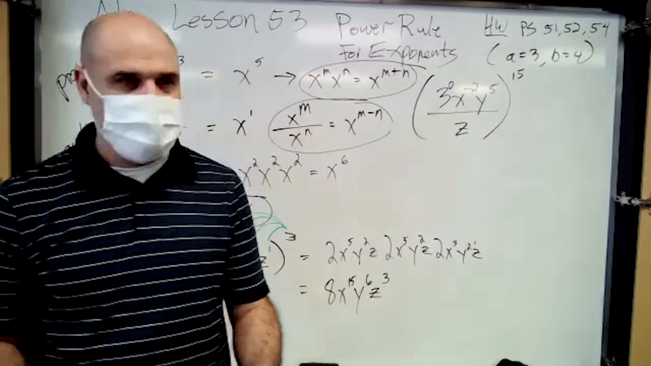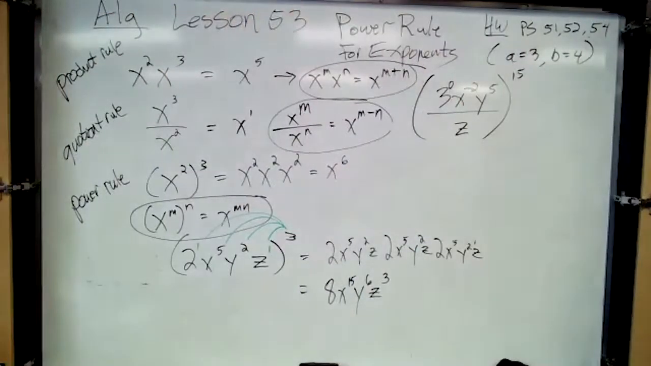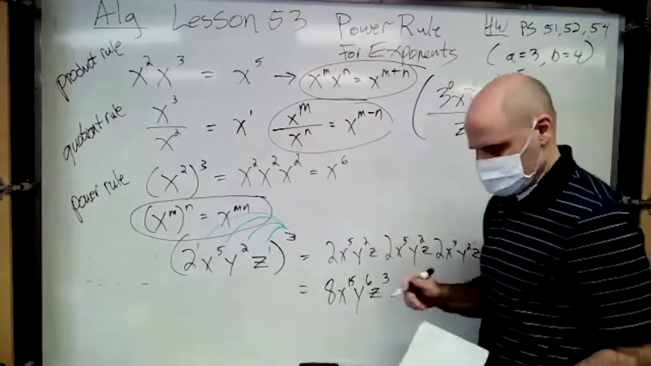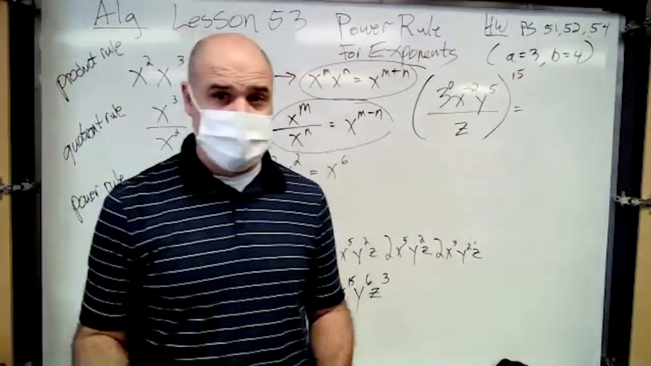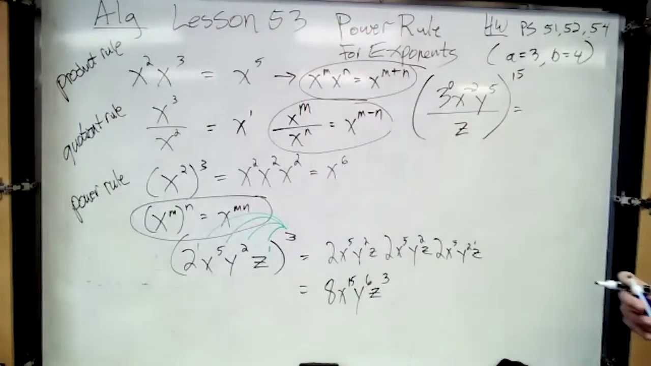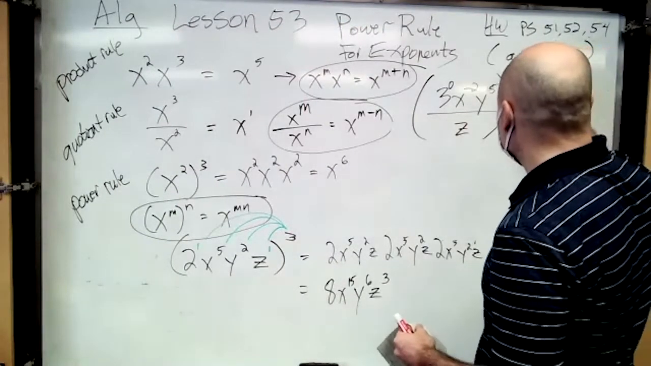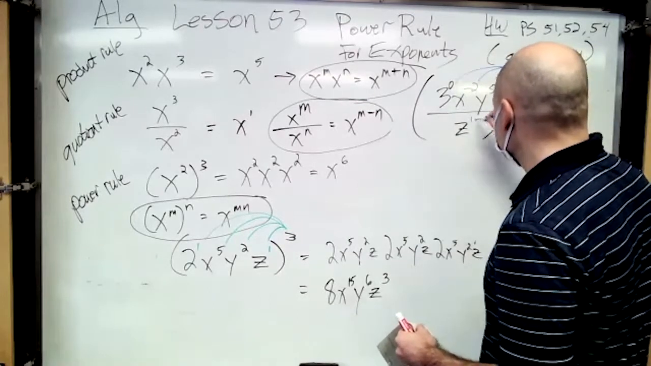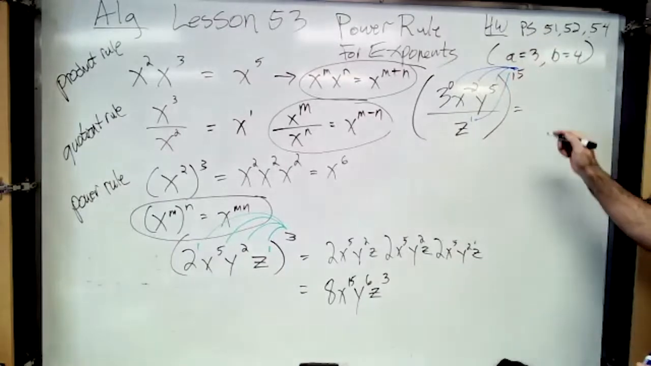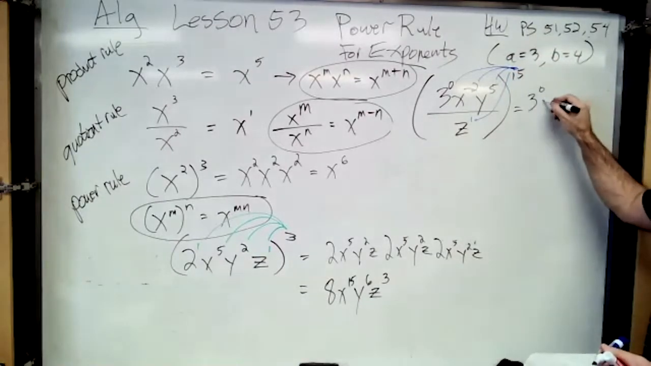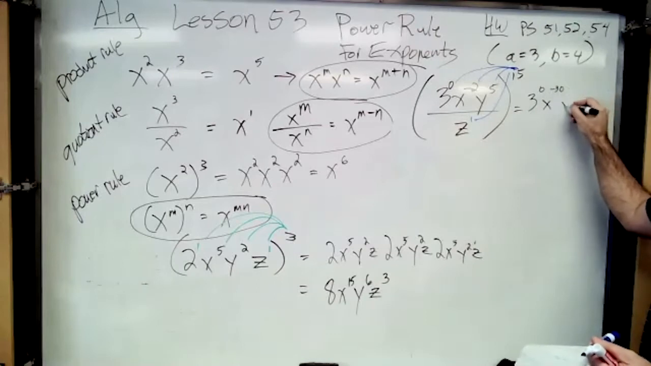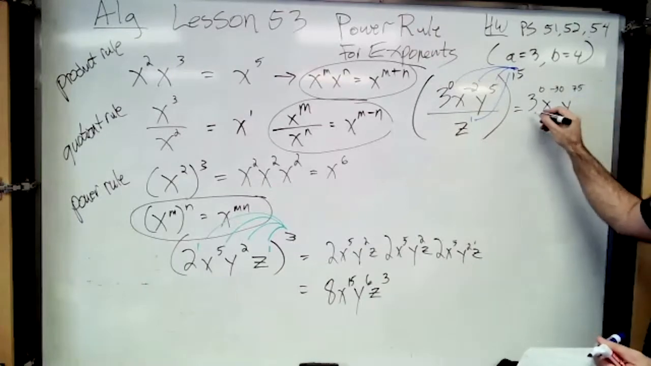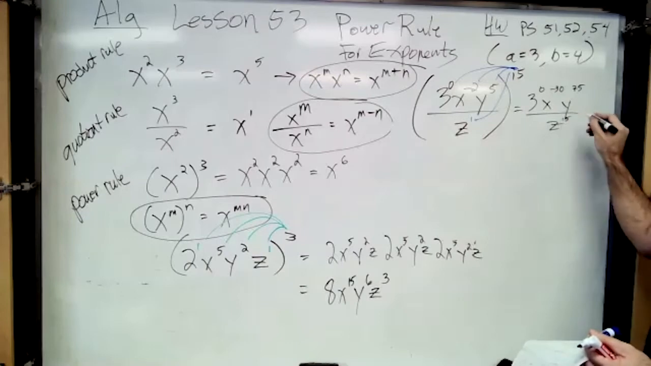Wait, the exponent's 0. Does that mean 3 is gone? Yeah. Okay, so I'm going in. Ready? I'm going to multiply this exponent by all the exponents inside, including this one down here, which is just a 1. And I'm going to get 3 to the 0, x to the negative 30th, y to the 75th, all over z to the 15th.